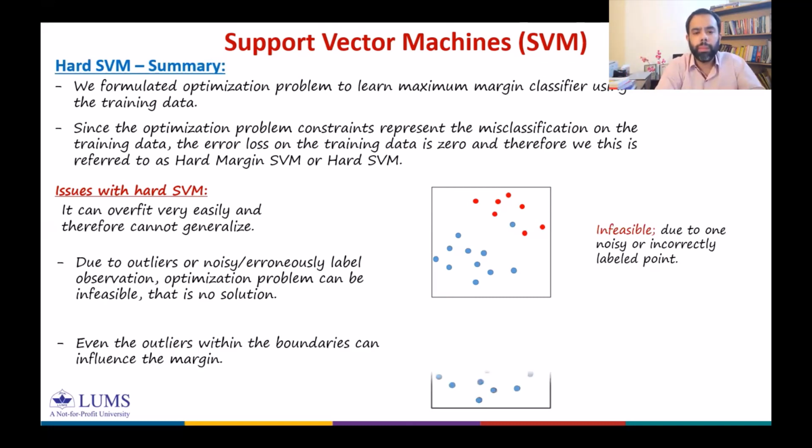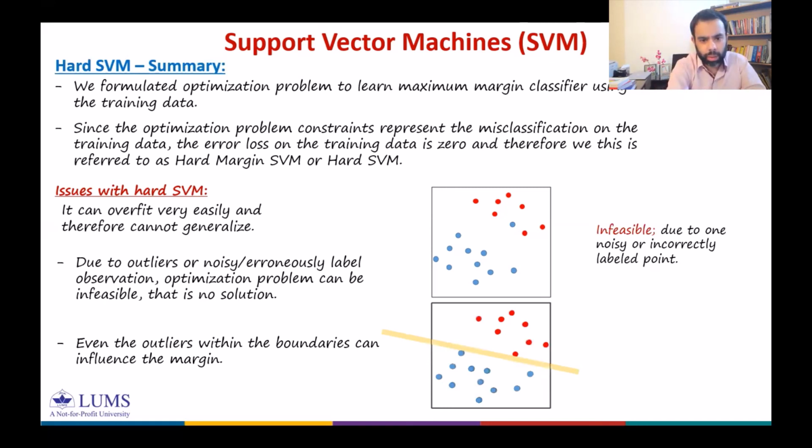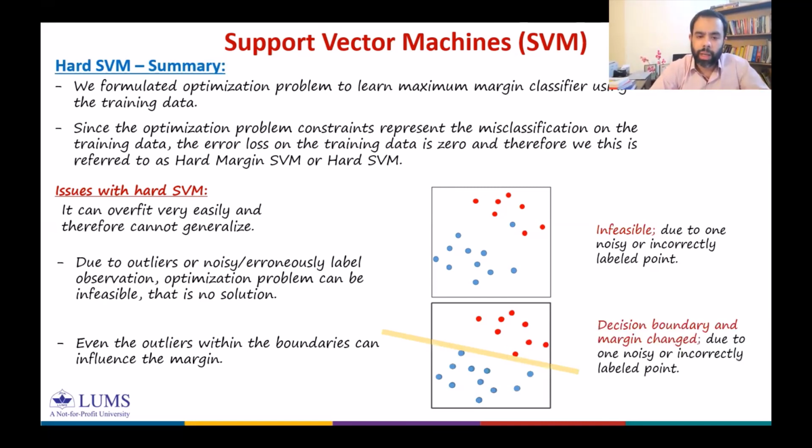Or some of the outliers can influence the margin. For example, this red point, if this is a blue label point, we could have a different SVM classifier. Or if this is here due to some noise, this point has influenced, this point has changed our classifier, and this also changed the margin of the classifier.